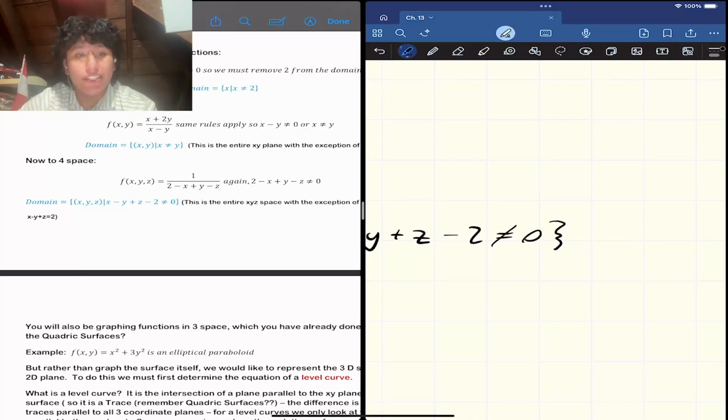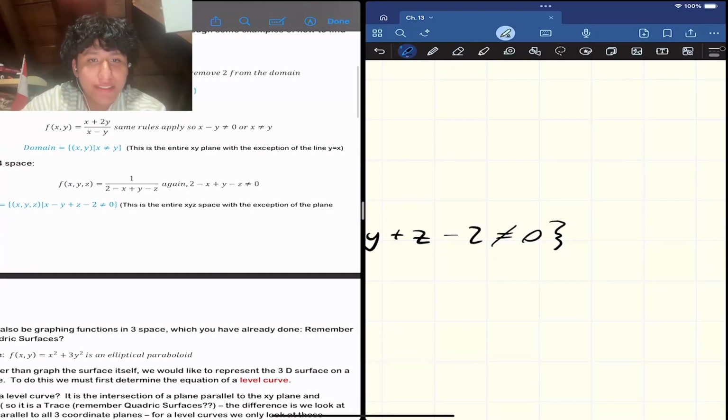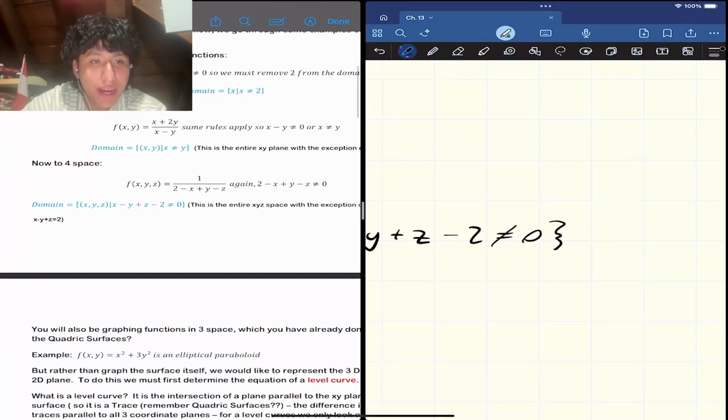Okay, interestingly enough, it's saying that this is the entire XYZ space with the exception of the plane x minus y plus z equals 2. Which I guess makes sense.